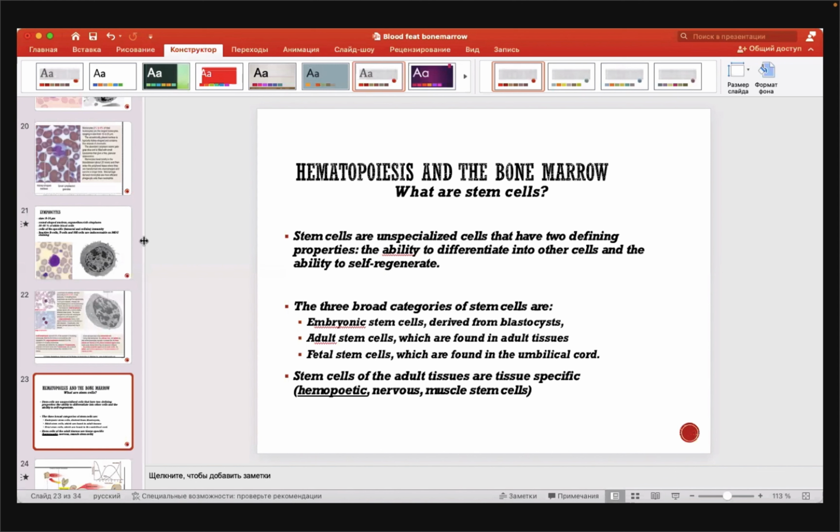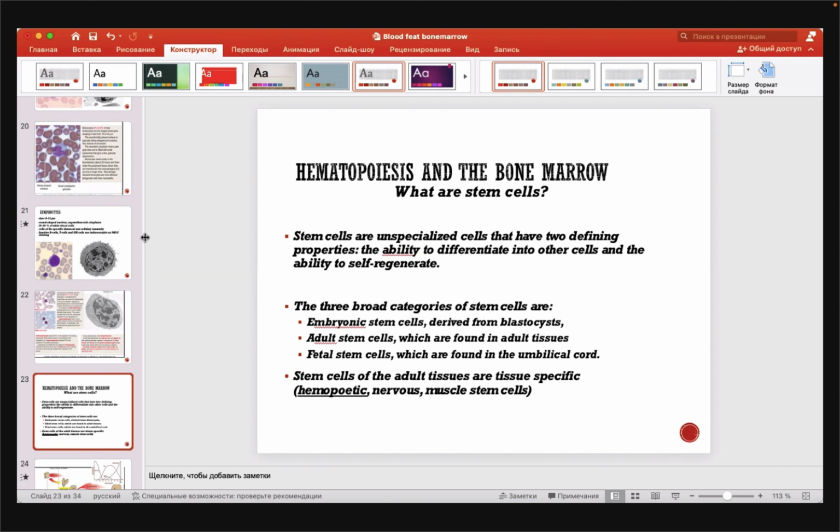Hematopoiesis is the process of blood formation, and it takes place in several parts of the human body. Stem cells are unspecialized cells that have two defining properties. The first property is the ability to differentiate into any type of cell in the human body, and the second is a high potency for regeneration.